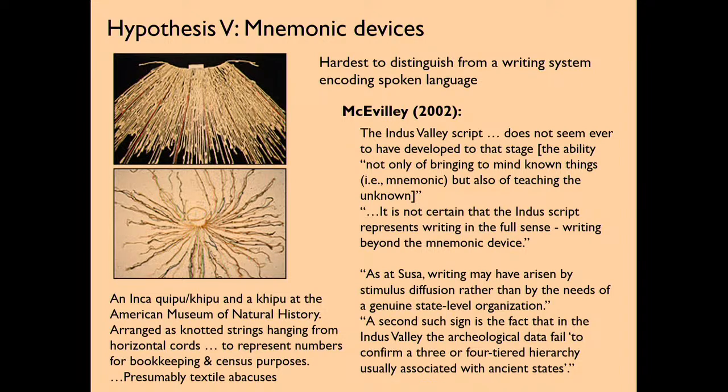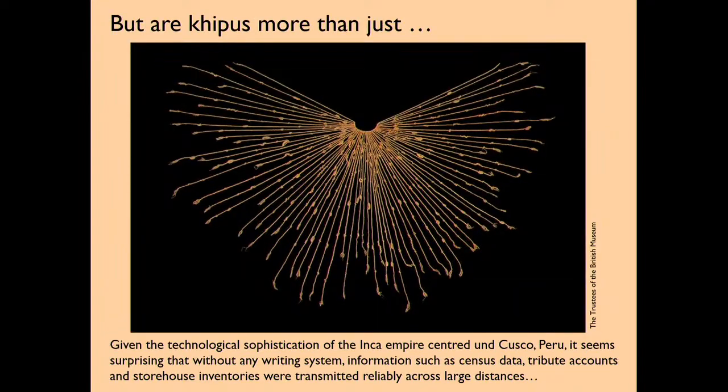most wonderful examples of mnemonic devices is the quipu, a system of knotted cords that used to be used by the Inca in South America to make records of taxes obtained, population censuses, and so on. So quipus can actually be quite complex in character. And given that the Incas ruled an extremely large empire, the largest pre-Columbian empire, it's kind of surprising that they didn't have any writing system per se, but used quipus to exchange information such as census data, tribute accounts, and storehouse inventories across large distances.